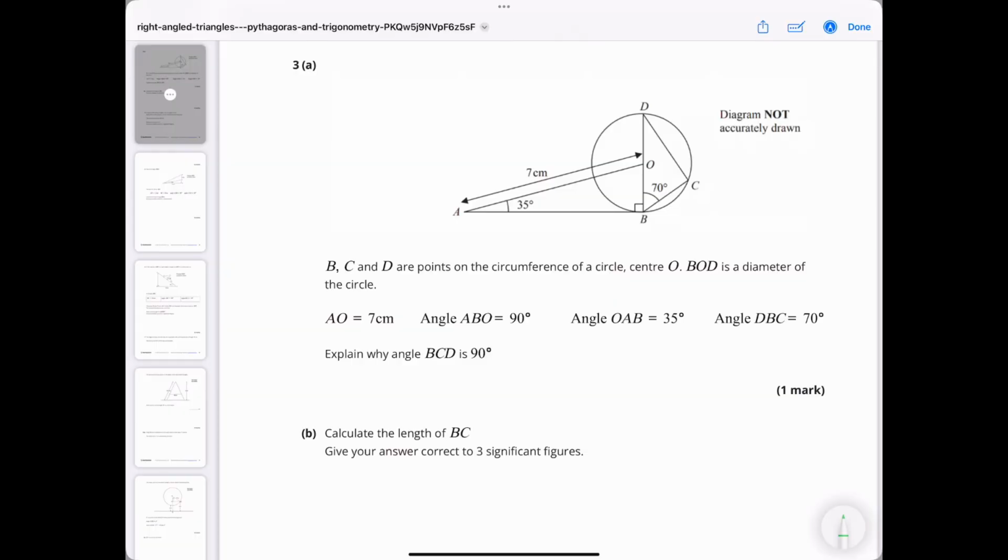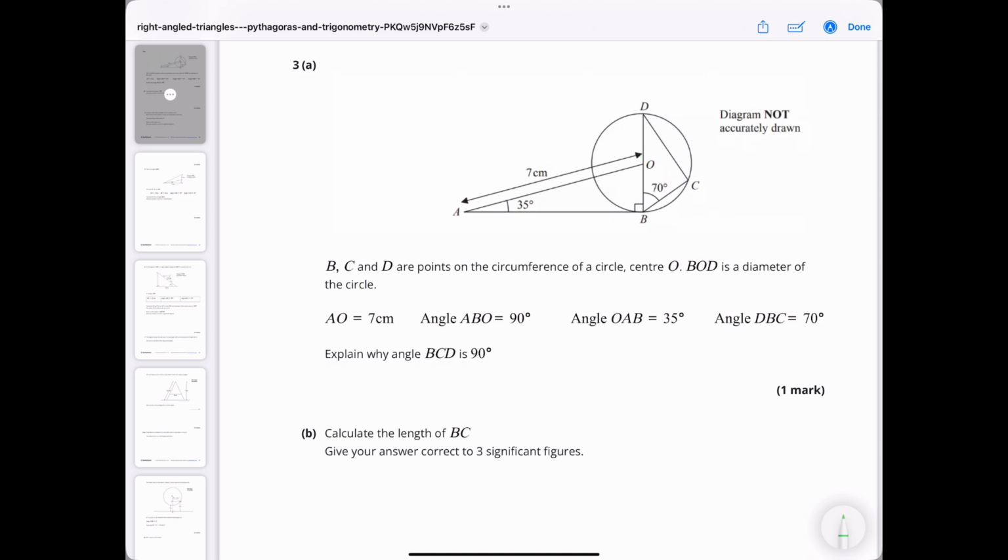To do a couple of trickier questions. I don't know how far I'm going to get with them just in time, but we'll have a little go. So this one is basically, I think, a circle theorem question. If you look at this, you can see that BCD is a right-angled triangle, and so is ABO.